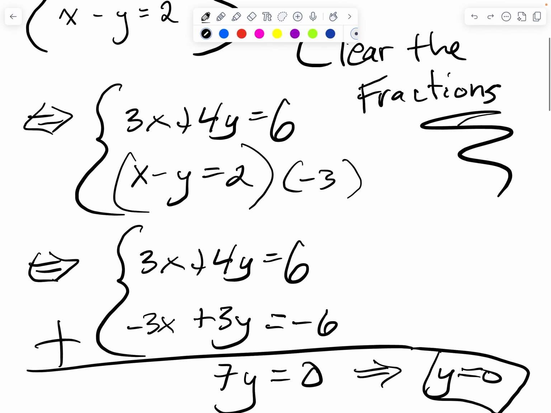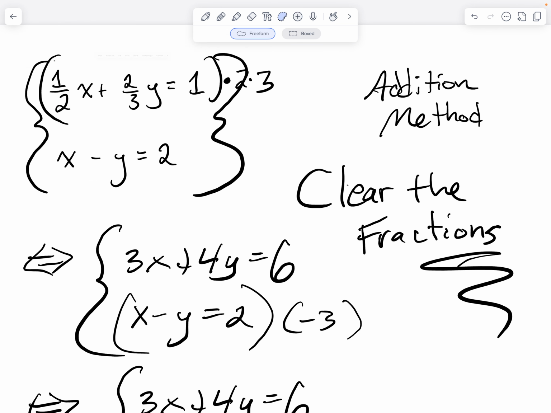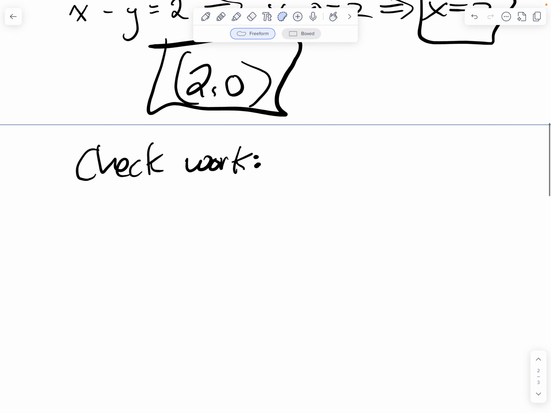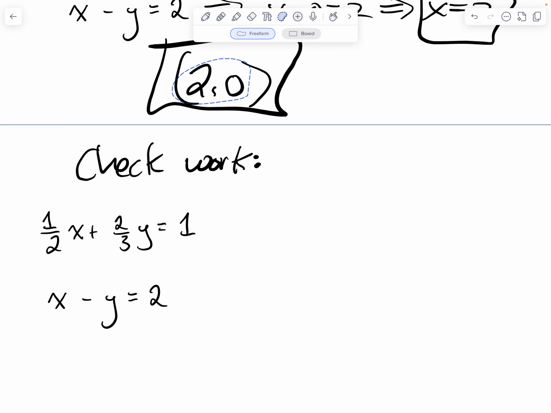But we could have made a mistake, right? So if you really want to check all your work, you want to use the original problem. Make sure your answer is an answer to the original question. Right? Here's the original one. Here's our 2 and our 0, right? So what we're going to do is replace the x with 2 and replace the y with 0.